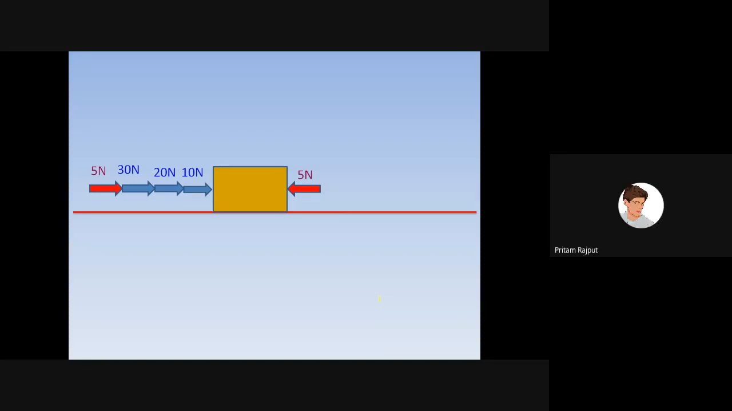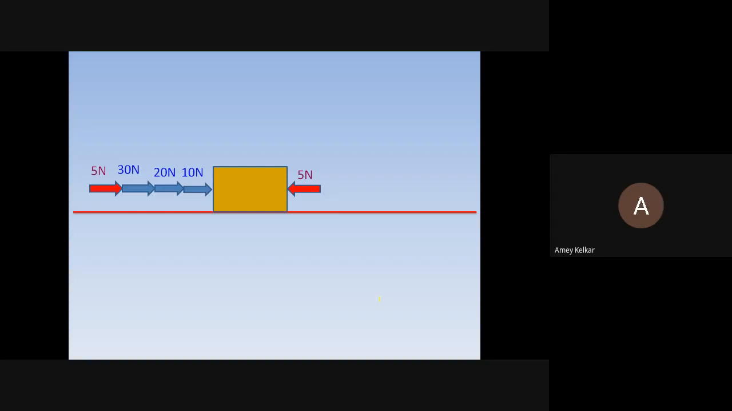Pritam? Yes, sir. Now what do you think will happen? Will this 5 and 5 have an effect? Sir, the body will move in the right direction. Yes, right direction only, but will that 5 and 5 which I have shown in red color have any effect on the body? No, sir. Why will it not have any effect? Sir, because the net force is more on the left side. No, the thing is that the 5s in red color on the opposite sides will cancel each other. Those two forces are in equilibrium, opposite in direction. Yes, opposite in direction. So that's the point here.